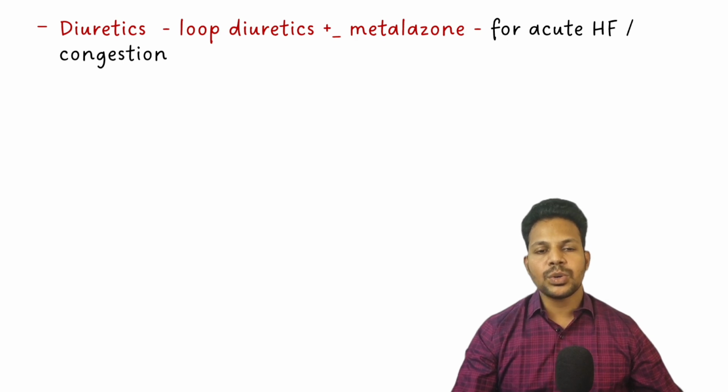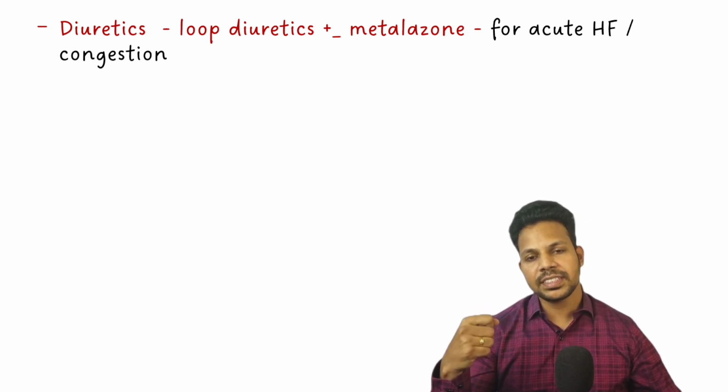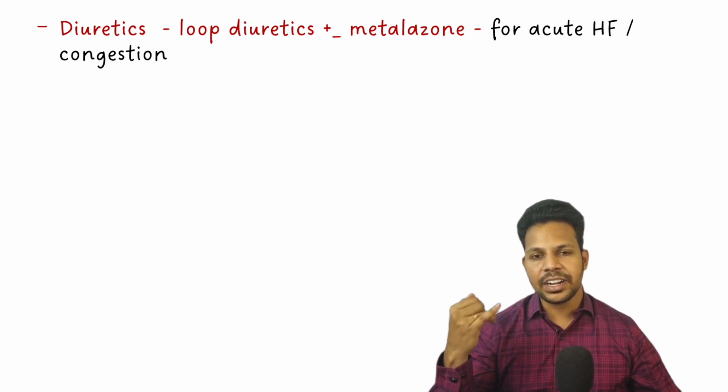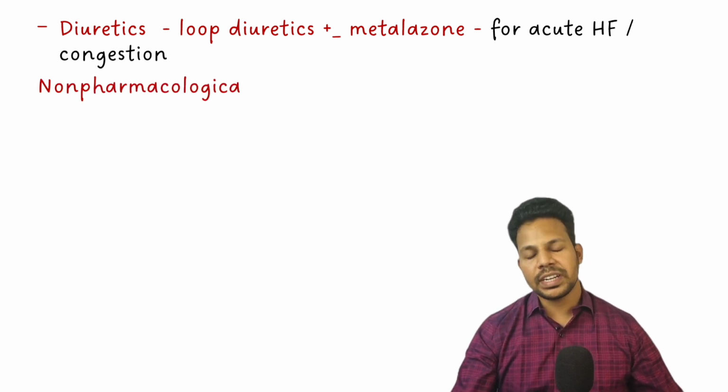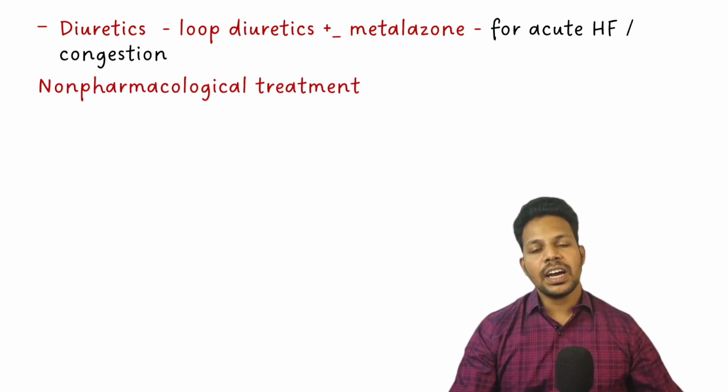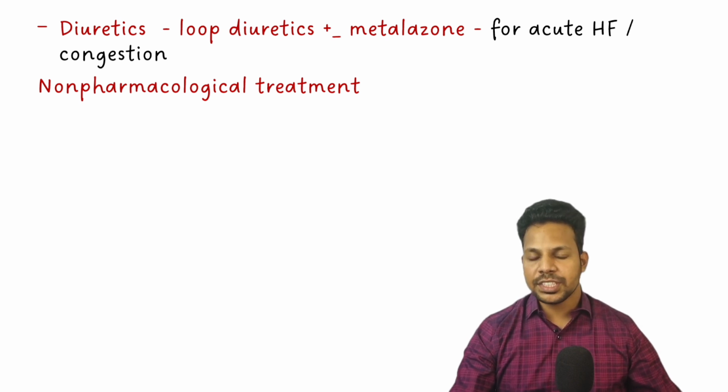But metolazone and loop diuretics can be used in acute heart failure to immediately reduce the congestion, whereas the other thiazide diuretics like hydrochlorothiazide and chlorthalidone are preferably used in chronic heart failure, not in acute decompensation. They are not that effective. Now we have the non-pharmacological treatment for this patient.